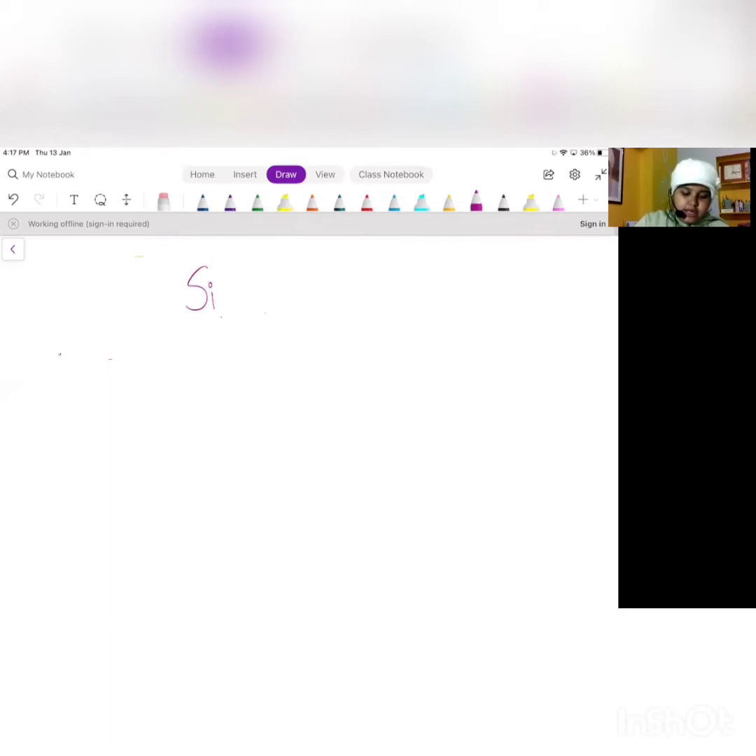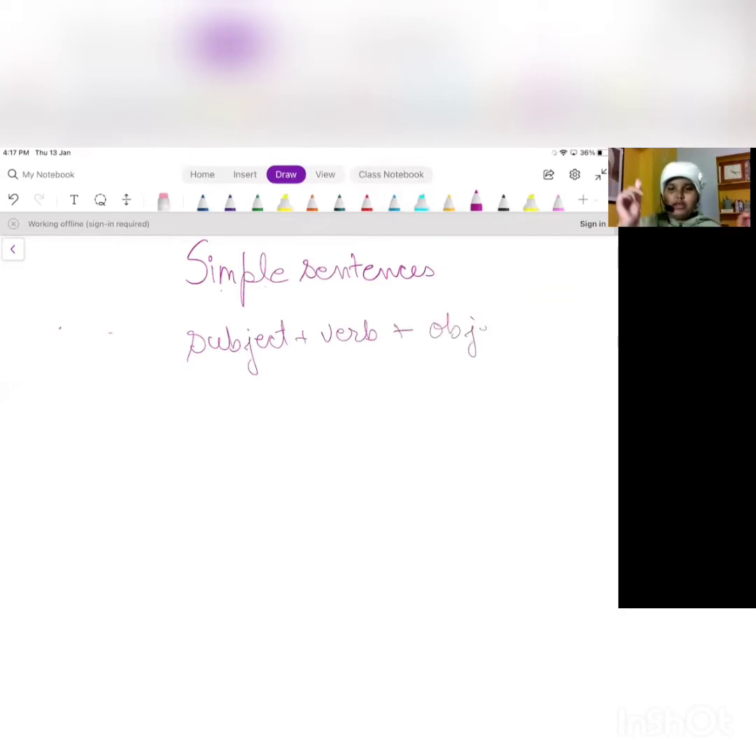So first we are learning simple sentences. In simple sentences, there are subject plus verb plus object. Subject is the main thing on which that sentence is created. Then verb is an action word. Verb is equal to action word.